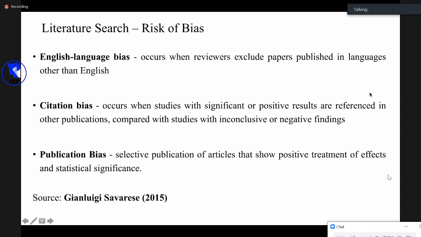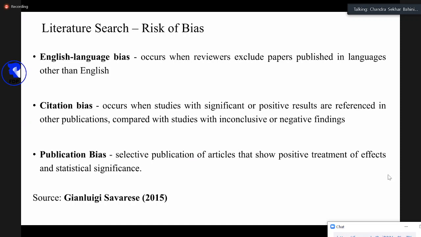Okay, so what are the biases? Although in a systematic literature review, please remember, meta-analysis is part of a systematic literature review. Meta-analysis is the quantitative analysis that we are basically doing. So it's part of the systematic literature review. Of course, there is bias involved in the systematic literature review also.